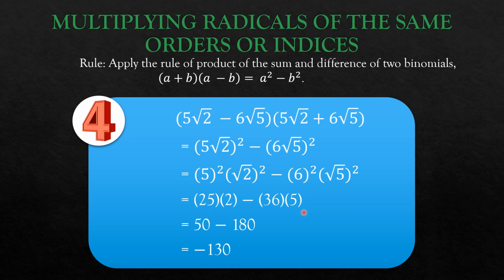Then, evaluate po or simplify. 25 minus 2 is equal to 50. Copy the operation minus. And then, 36 times 5 is equal to 180. 50 minus 180 is equal to negative 130. Therefore, the product of 5 square root of 2 minus 6 square root of 5 and 5 square root of 2 plus 6 square root of 5 is equal to negative 130.